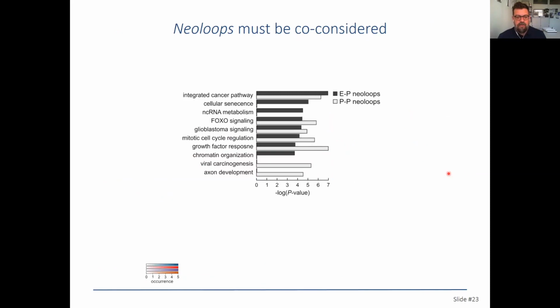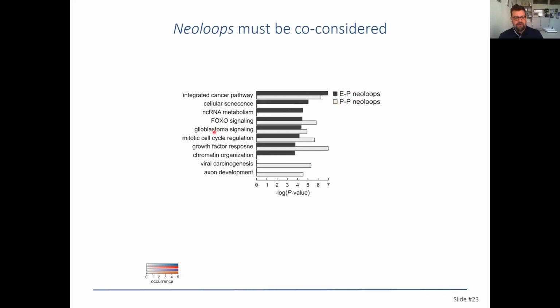So the point I'm trying to make here is that these neoloops, which one cannot assess by having linear type of genomics, like whole genome sequencing, can be important. You can see here GoTerm analysis of genes linked to neoloops that are either enhancer promoter or promoter.